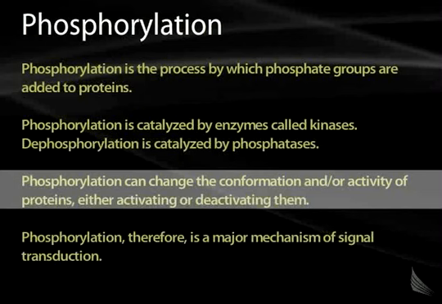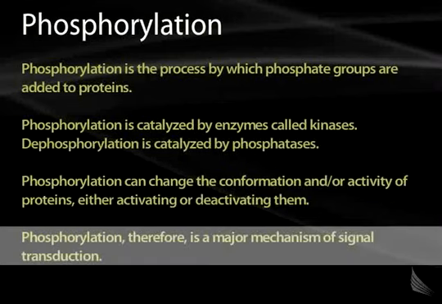Now, phosphorylation, or addition of a phosphate to a protein, can change the conformation and/or the activity of these proteins, either leading to increased or decreased activity. Phosphorylation, then, is a major mechanism of signal transduction in which we can regulate the function of proteins. And as we go through biochemistry, you'll see lots of examples of how biochemical processes are regulated by phosphorylation.